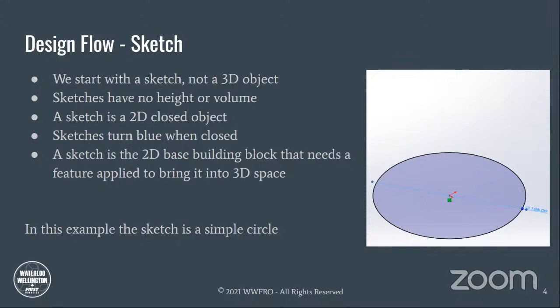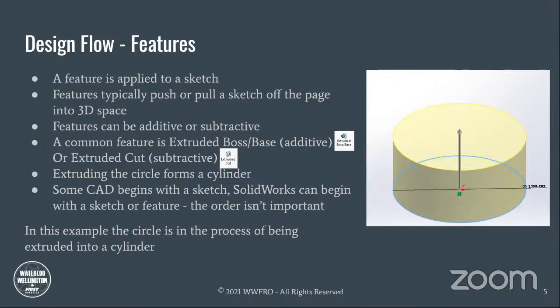What we want to do then is apply a feature to it. One of the features that we're going to use a lot in solid modeling is an extrude. What the extrude does is pull something off the page or push it into the page, is a way to think of it. It takes that 2D sketch and turns it into a 3D model. With SolidWorks, they call it an extruded boss base, which is additive. I don't know why they call it extruded boss base. Most CAD packages just call it a plain extrude. And there's an extruded cut, which is subtractive, so that's to remove material from something.